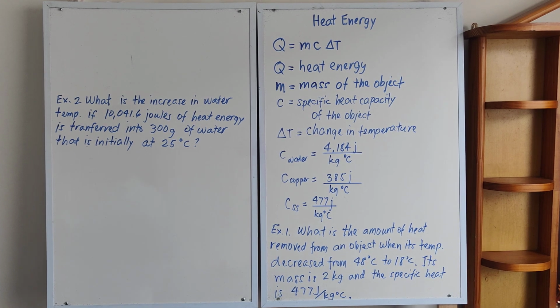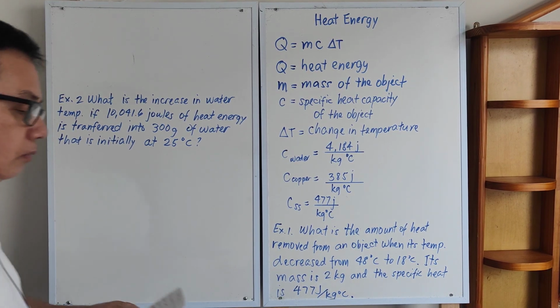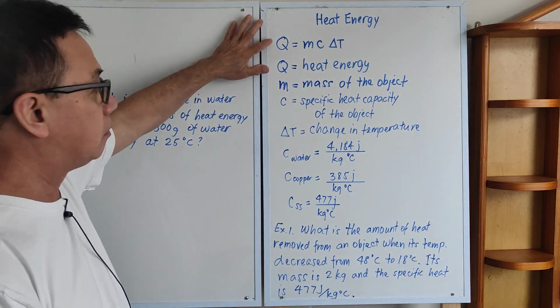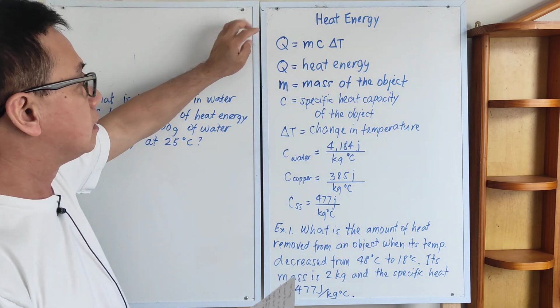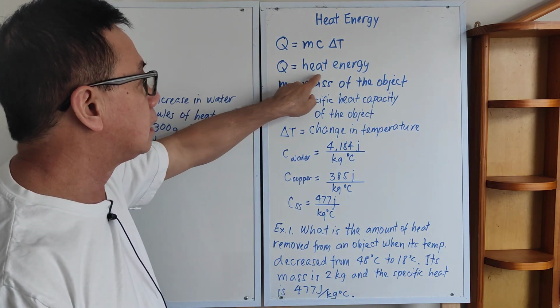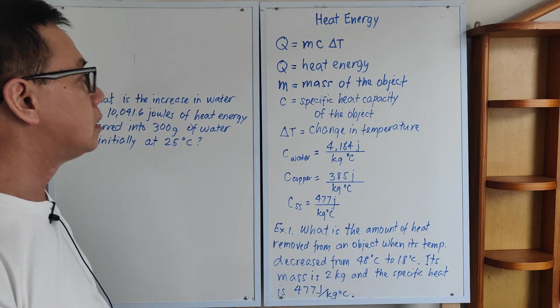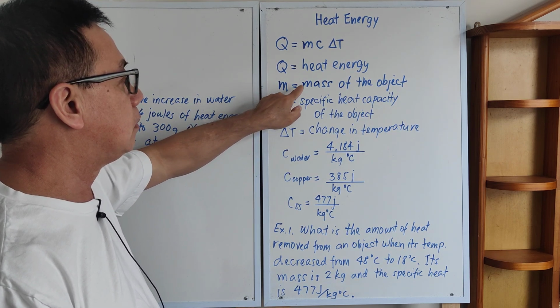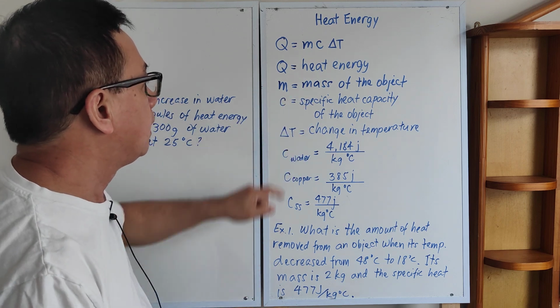The measure of heat energy going into or out of an object can be computed using this formula. So Q is equal to mc delta T. Q is the heat energy, usually in joules. m is the mass of the object. It could be kilogram or gram.